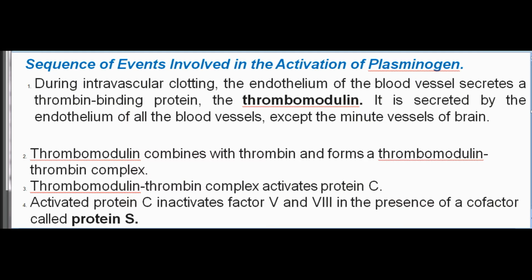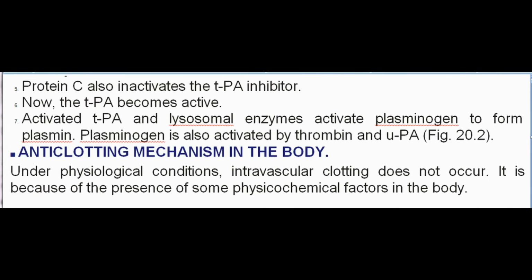Activated protein C inactivates factor V and VIII in the presence of a cofactor called protein S. Protein C also inactivates the TPA inhibitor. Now, the TPA becomes active. Activated TPA and lysosomal enzymes activate plasminogen to form plasmin. Plasminogen is also activated by thrombin and UPA, Fig 20.2.